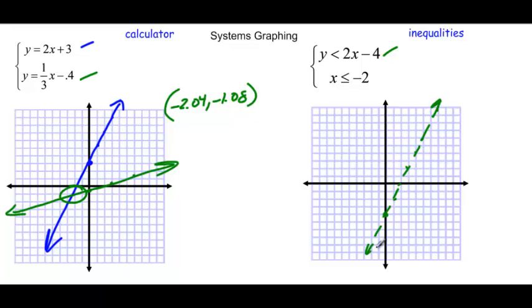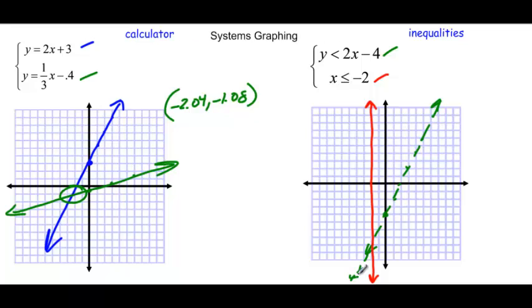Okay. And let's do a second line here in red. And this is x is less than or equal to -2. So this is a vertical line. So I'm going to start at -2 here. And solid. Okay. And you know what? I'm going to go back to this green line. And I'm going to extend this a little further so we can see.